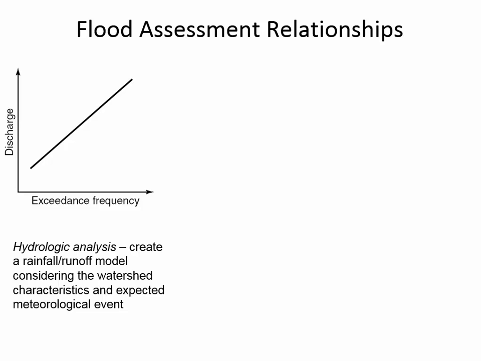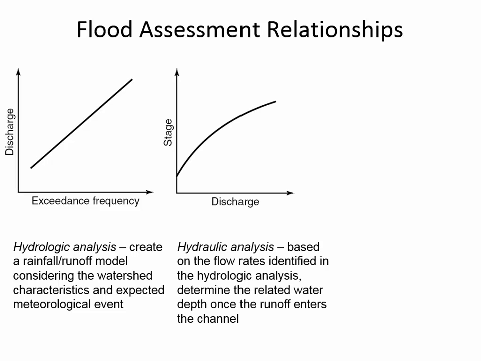It says, for a 2-year storm, what's the flow rate? For a 5-year storm, what's the flow rate? So you could put exceedance frequency, that is, like 2-year, 5-year, 10-year, 25-year, on the x-axis. And then on the vertical axis is flow rate Q, discharge. So you have to do a hydrologic analysis to understand what this curve looks like. That's the first step of floodplain management.